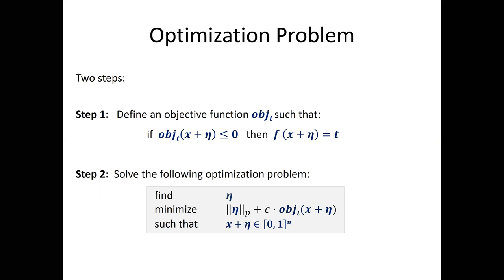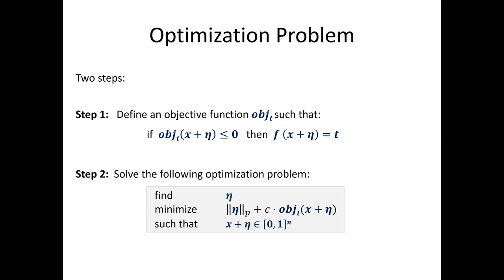It is just like before, except that now we have the combination of the minimization of the p norm of eta and the objective function opt, which is scaled by some constant c. Okay, so I can now define the following optimization problem and try to solve it.